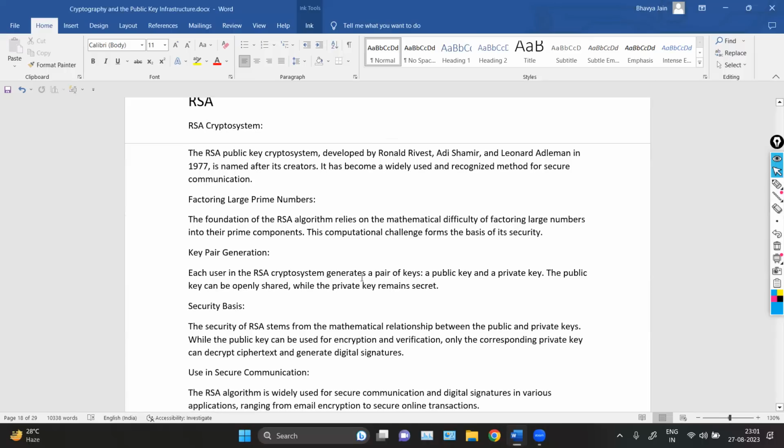So what is RSA all about? It relies on factoring large prime numbers. The foundation of the RSA algorithm is the mathematical difficulty of factoring large numbers into their prime components. This computational challenge forms the basis of its security. Let's say we have a large prime number, and we are applying factorization to those large prime numbers. Then we have key pair generation.